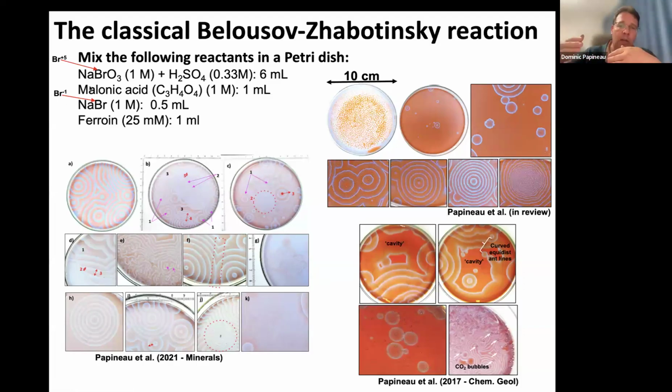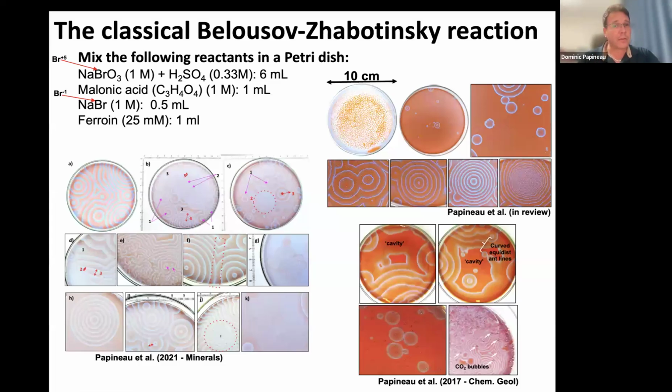And eventually there's an electron transfer that takes place all the way to either the bromate or the sulfate of sulfuric acid. And it's catalyzed ultimately by the iron redox switch that we put in as ferroin. And you have spontaneous formation of beautiful patterns that are never the same, but that are always self-similar.